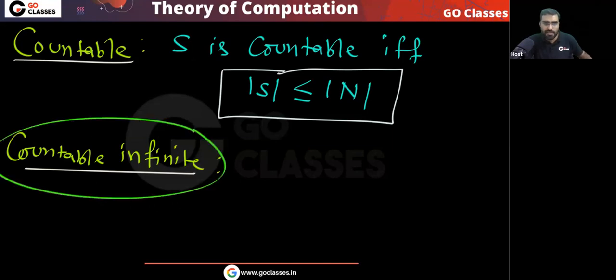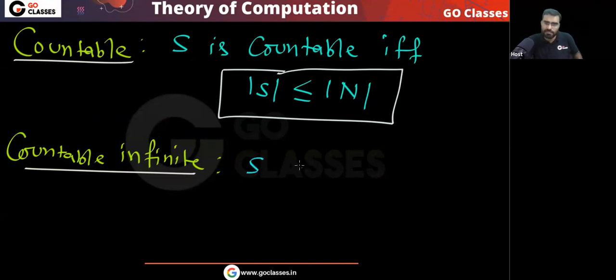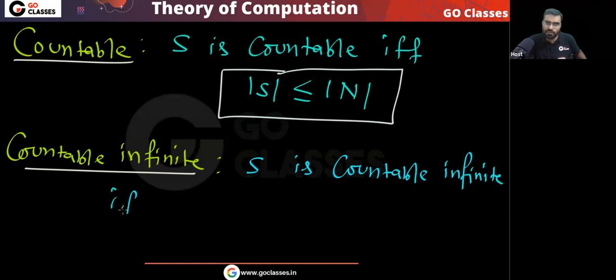And when can I say S is countable infinite? When can I say set S is countable infinite? If and only if the cardinality of set S is the same as the cardinality of set N. Is this clear? Because remember this point, that countable can be finite also.